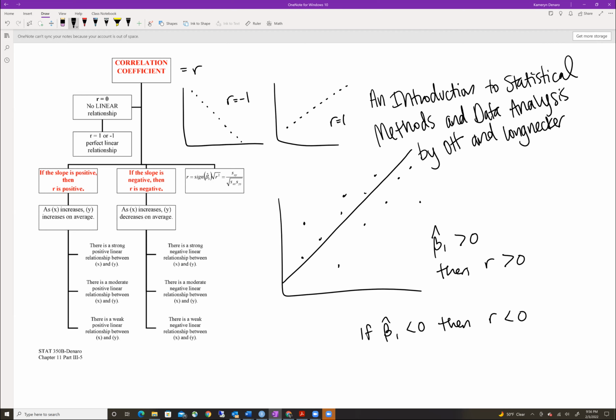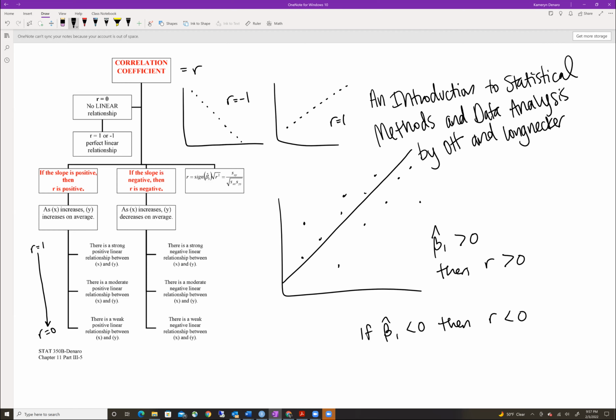If the slope is positive, R is positive, and we're going to say as X increases, Y increases on average. You have three choices: a strong positive linear relationship between X and Y, a moderate positive linear relationship between X and Y, or a weak positive linear relationship between X and Y. At the strong side, R is going to be close to 1, and on the weak side, R is close to 0. As our strength decreases, we get closer and closer to 0.